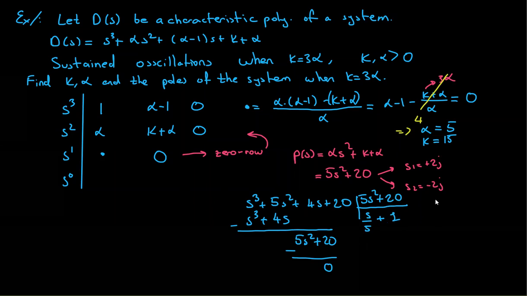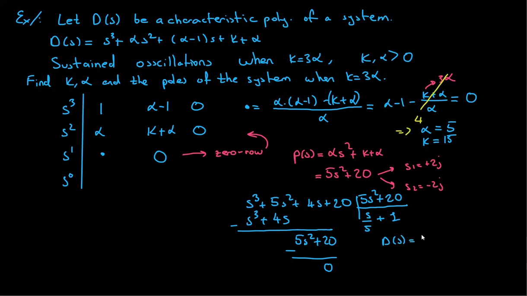So good, then I can write D of S, as I found the third pole as well, which is at minus 5. So I can write D of S as 5S squared plus 20 times S over 5 plus 1, or I can write it down as S squared plus 4 times S plus 5. So S3 is minus 5. So we found all pole locations when K is equal to 3 alpha, and we also found the K and alpha values, which were 15 and 5.